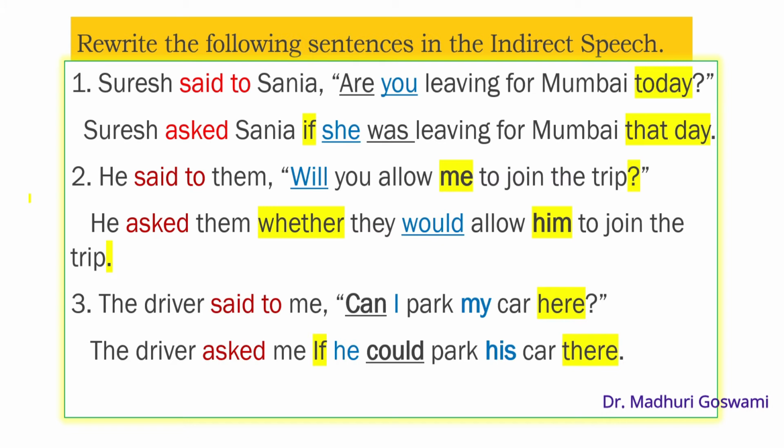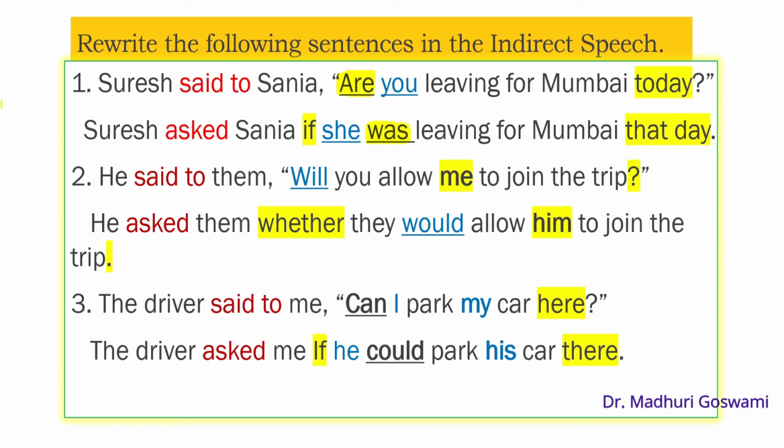Along with these changes, there is another important change of the tense. The direct speech has been expressed in the present continuous. Are you leaving? And when we change it into the indirect speech, this tense will change into the past continuous. She was leaving. तो इस प्रकार इस सेंटेंस में हमने 6 टाइप्स के चेंजेस किए हैं.